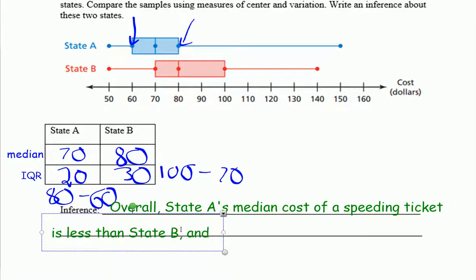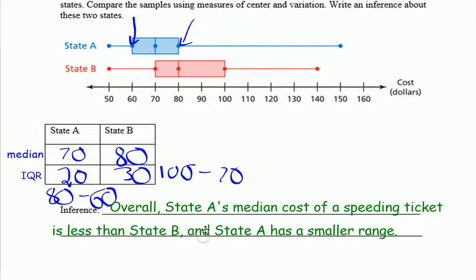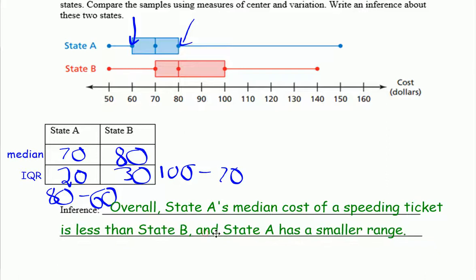And state A has a smaller range. And I can leave it at that. And I think we can imply a smaller range than state B.